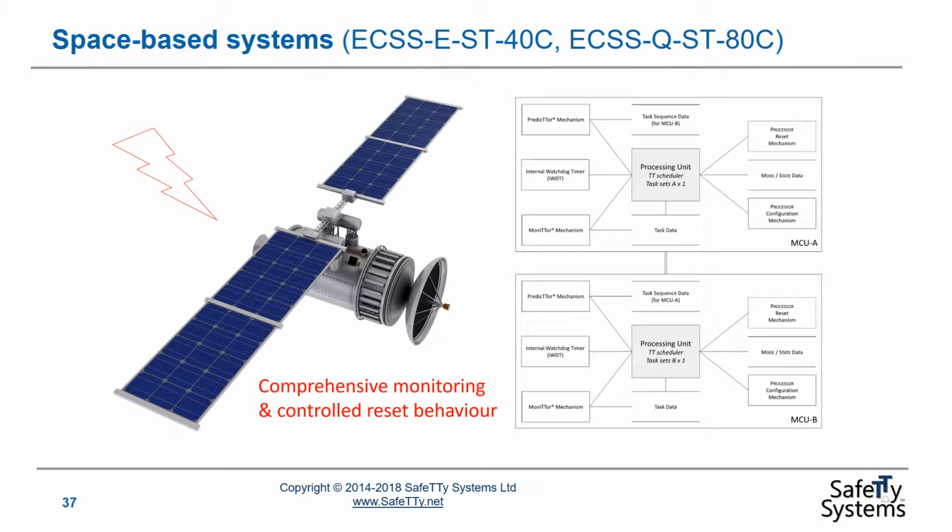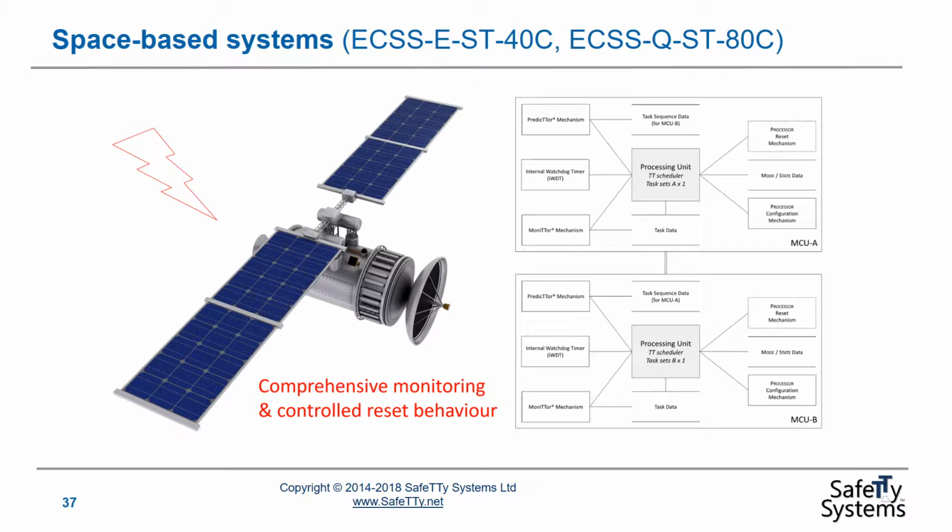Next example we'll look at briefly is a space-based system. So in this design, the challenge is a little different. There are no immediate safety implications in, for example, a satellite control system under most circumstances. So in this case, our particular goal is to try and ensure that we can pick up any potential problems in the system and improve the system reliability.